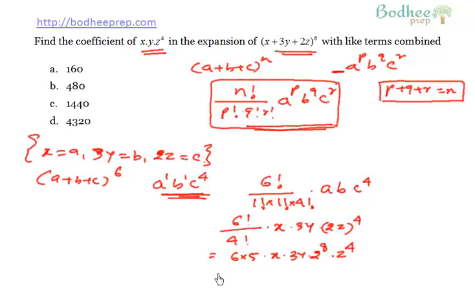Collecting the numerical values, we will be getting 6 into 5 into 3 into 2 to the power 4 into x into y into z to the power 4. So this term is the coefficient of x into y into z to the power 4, which was asked in the question. On further calculation, you will be getting the answer to be 1440. So option C is the answer.